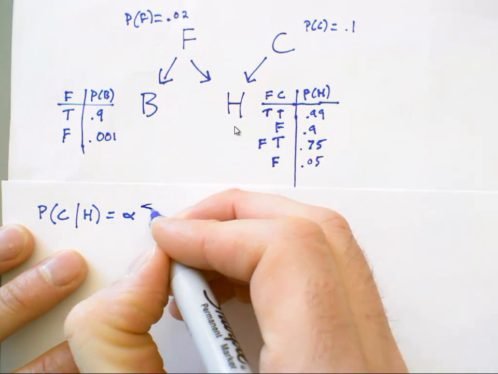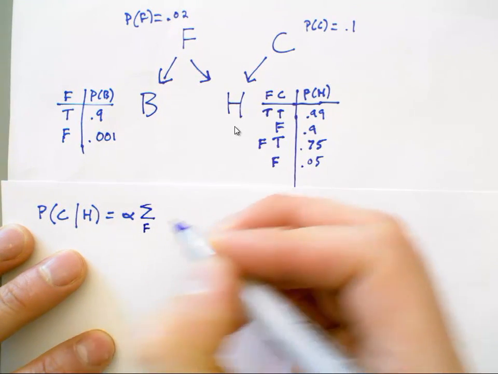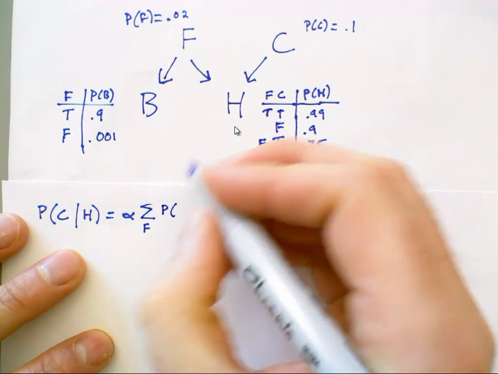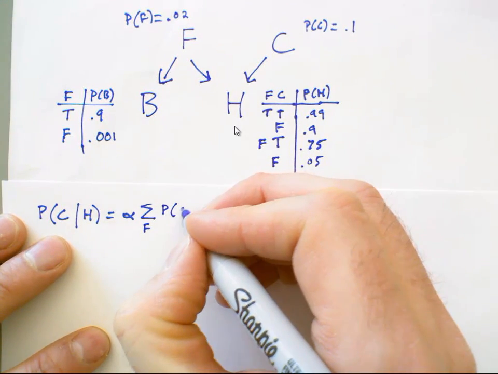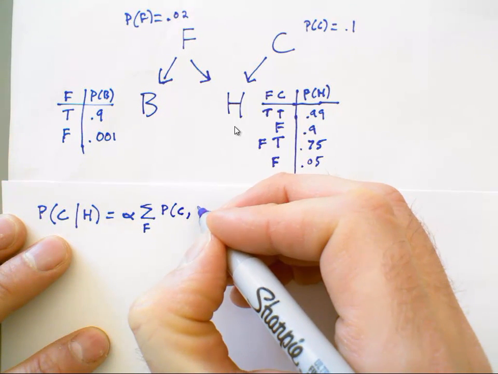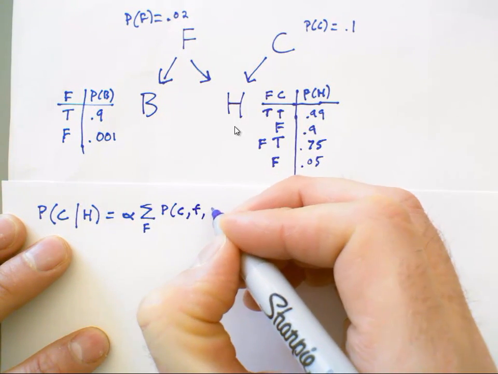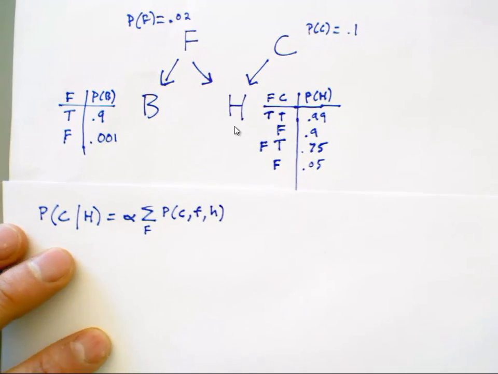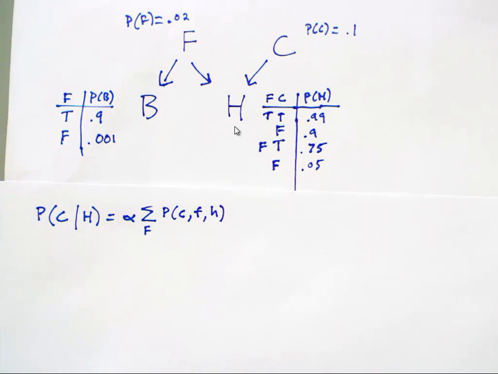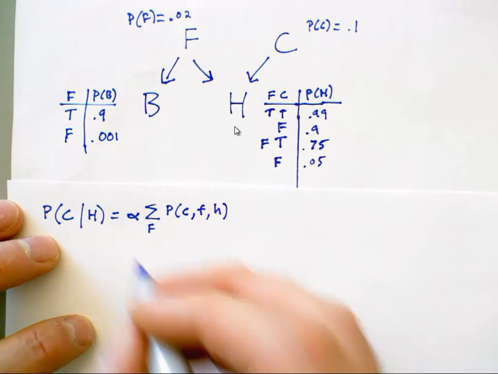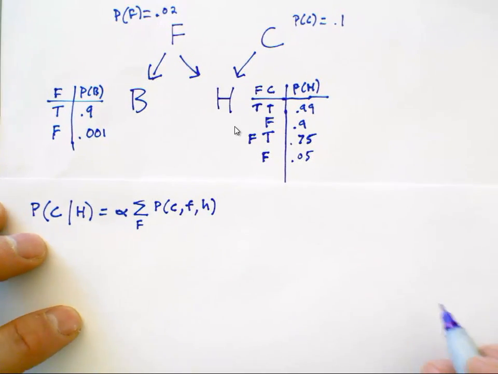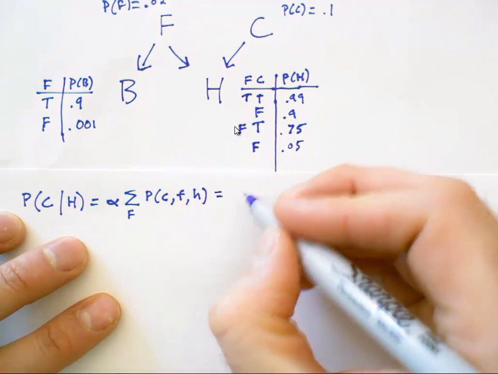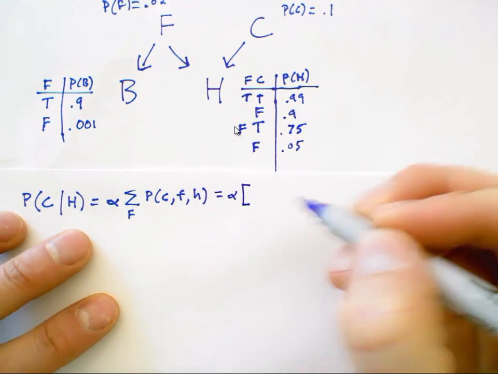So we have to sum over F. The probability of everything: the probability of C, F, and H. Okay, I think we're on the right track so far. Okay, so now what's this? Well, let's see. I'm going to start using the whiteboard here. So we've got alpha times some big sum.